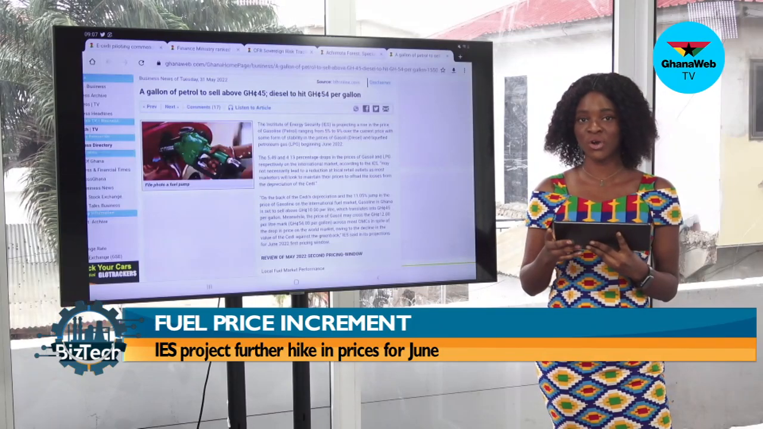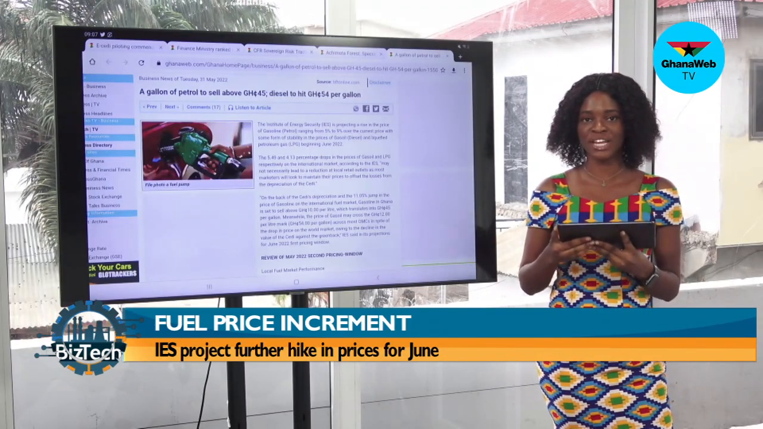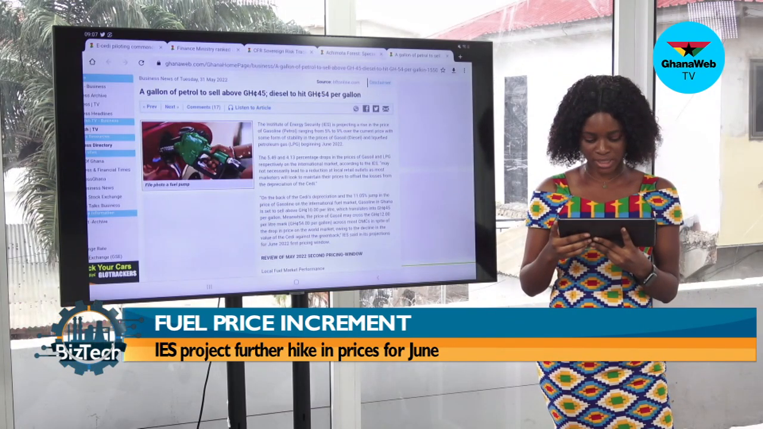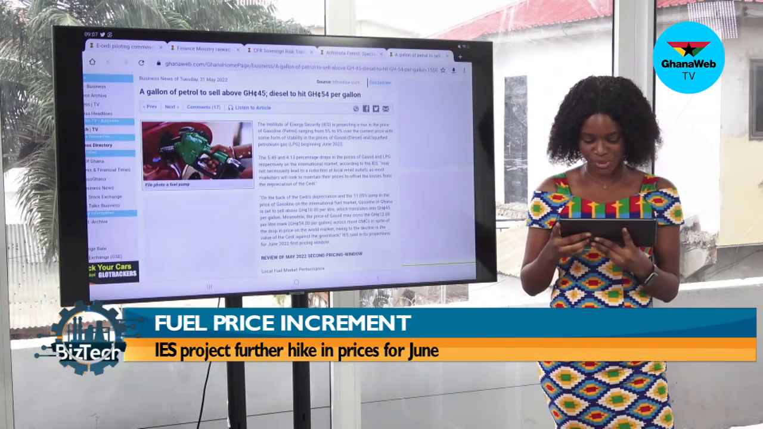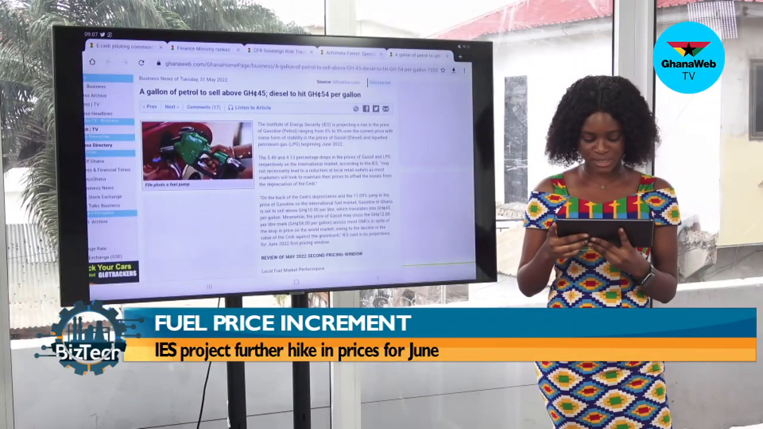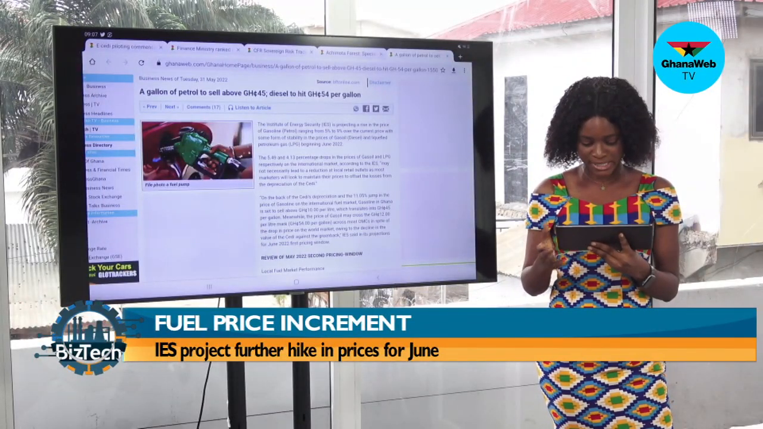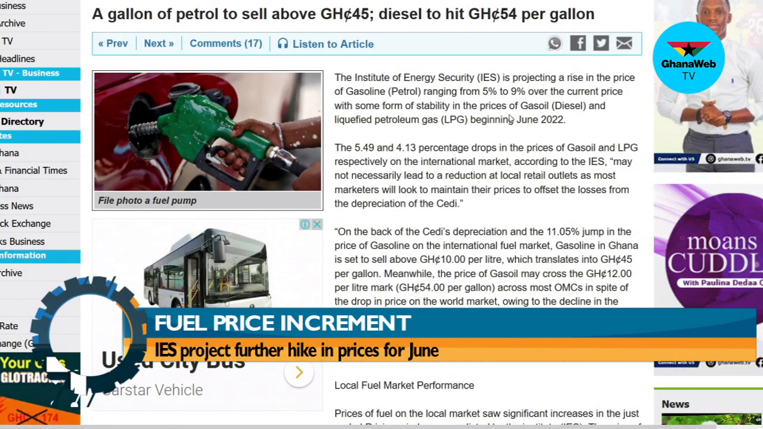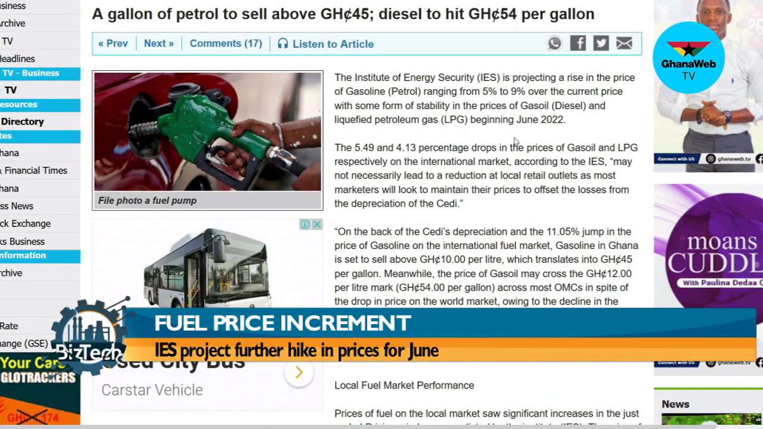To our final story, the Institute of Energy Security is projecting a rise in the price of gasoline ranging from 5% to 9% over the current price, with some form of stability in the prices of gas oil and liquefied petroleum gas beginning June 2022.